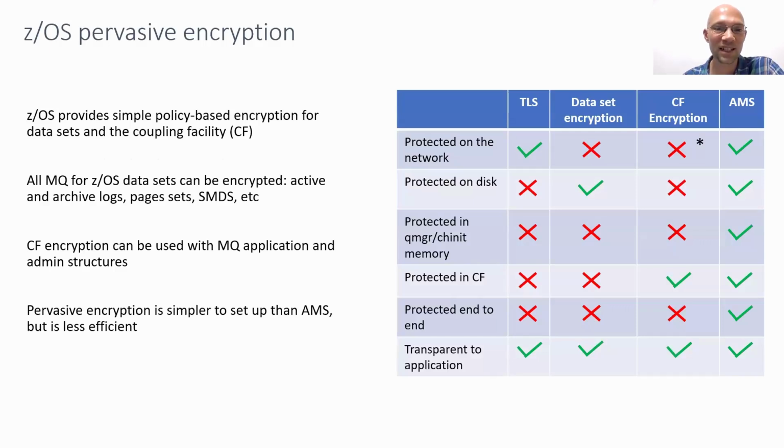in z/OS. So you've got TLS, that's only for the network. You've got dataset encryption that's provided by z/OS as part of its pervasive encryption. And you've got CF encryption as well for encrypting messages on shared queues. All do different things. You can use them together to have your messages encrypted at rest and on the network. However, there are pros and cons against using AMS or that pervasive encryption, because only AMS provides you the end-to-end encryption that comes with MQ. The others do slightly different things and might not protect you against the same things.